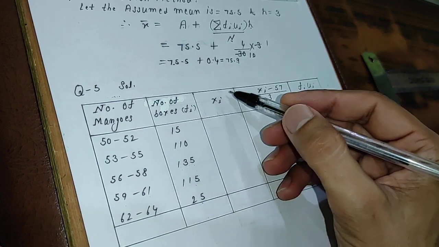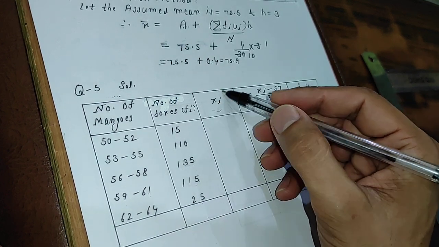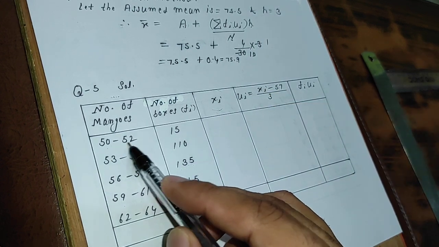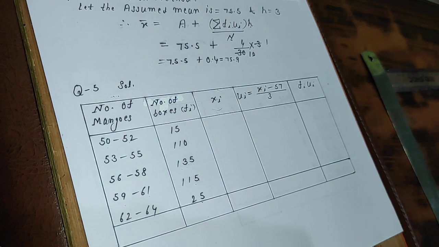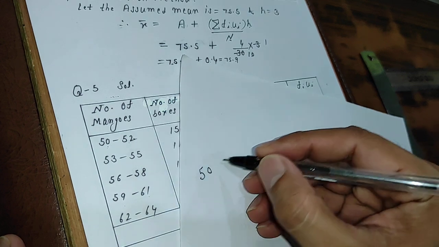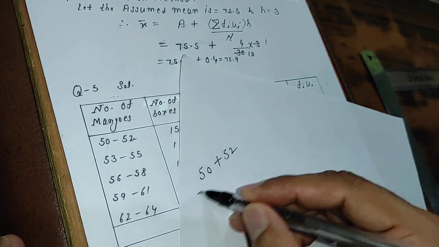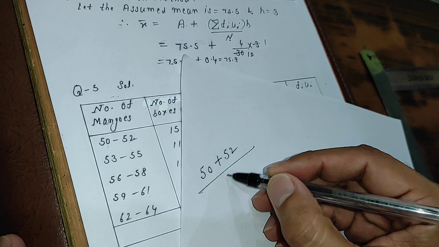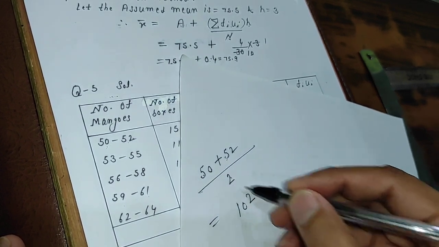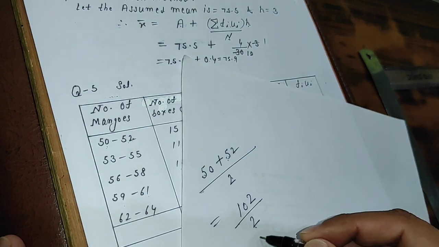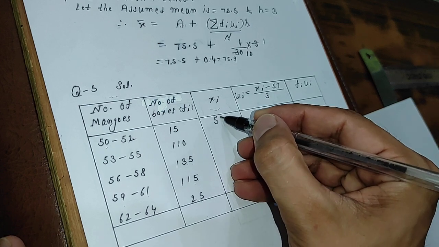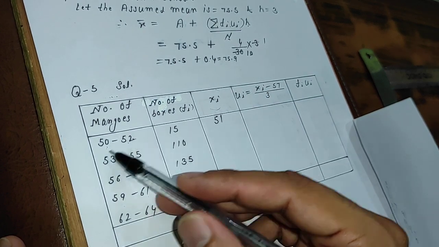So first of all, we have to find the mid value. How to find the mid value? To find the mid value, we add the lower limit and upper limit and divide it by 2. This is our lower limit, this is our upper limit. We add these and divide the sum by 2. 102 plus... 50 plus 52 is 102, divided by 2, 51. This is 51.